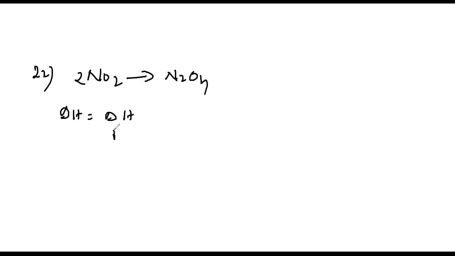Question number 22. The standard heats of formation of NO2 and N2O4 are 33.5 and 8.4 kilojoule per mole respectively. The heat of dimerization of NO2. That means here 2 moles of NO2 will undergo dimerization to form N2O4. Same, delta H is equal to change in enthalpy of products minus change in enthalpy of the reactants.